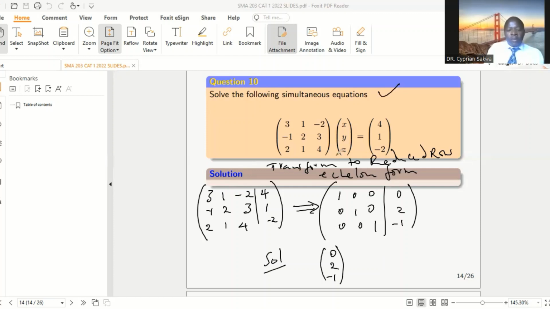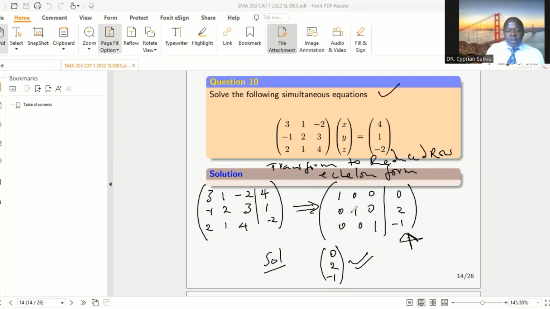Although the question was to find the values of x, y, and z, after finding x, y, and z, you write the solution. This system has a unique solution, just one. And here it is. Now, on your own time, try to transform this matrix and see that you obtain this.